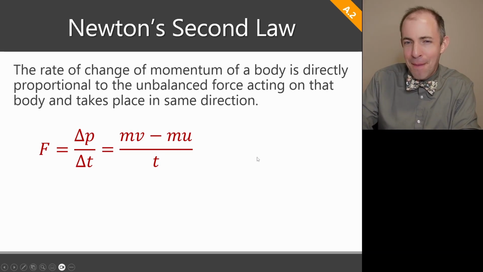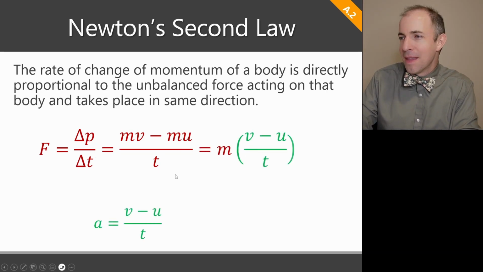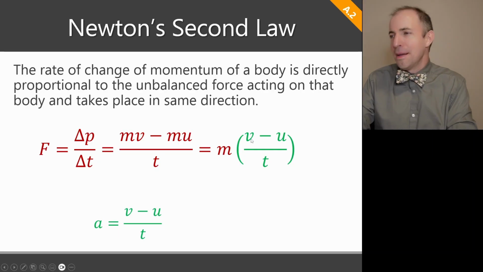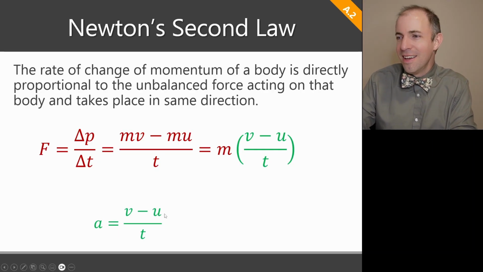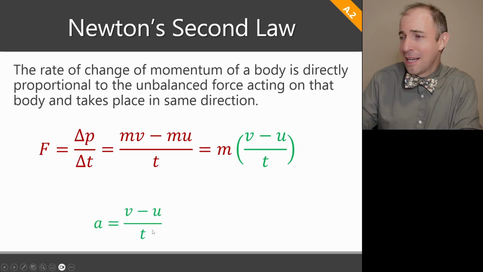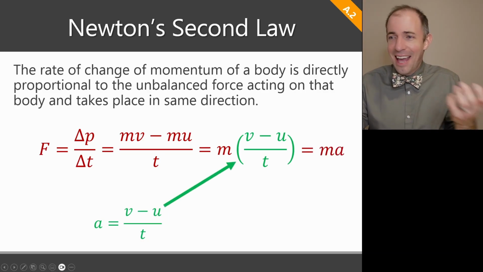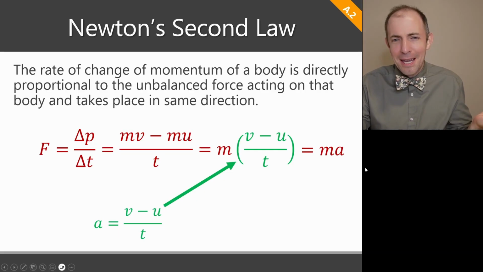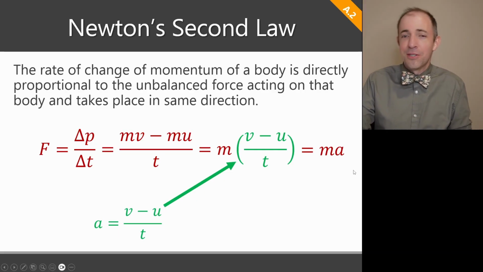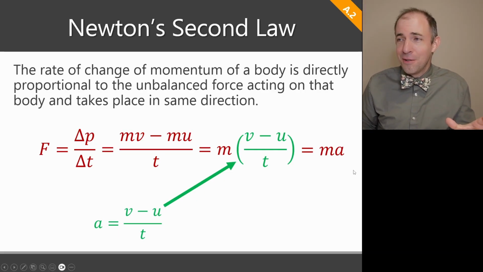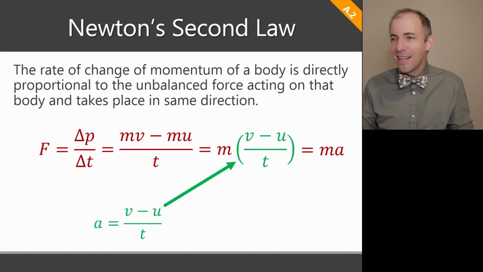I can pull mass out of that and see that the mass times (v minus u) over t is the same thing. We've seen that before. (v minus u) over t, that's acceleration. So I can say F is equal to the mass times the acceleration. That might be a definition of Newton's second law that you're more familiar with seeing.